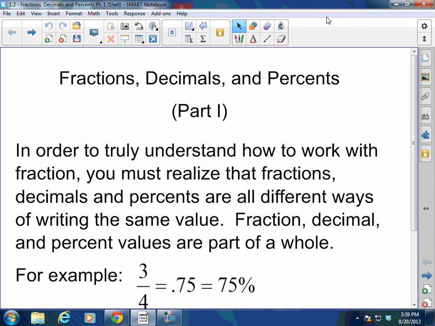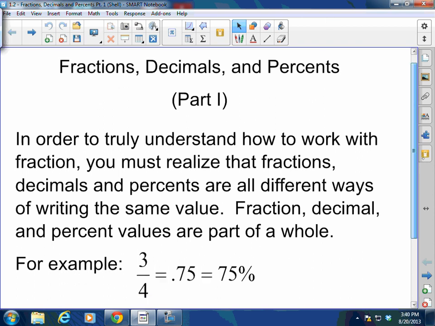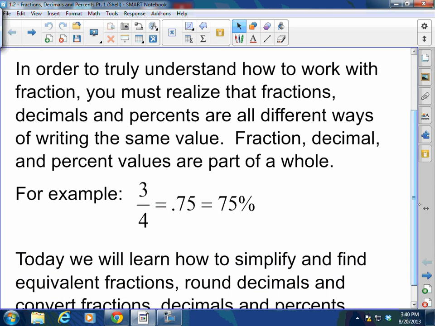It's a rather long section, and instead of just jamming everything into your brain and not really processing it correctly, I wanted to make sure that I took my time with this so you guys can really get the most out of it. In order to truly understand how to work with fractions, you must realize that fractions, decimals, and percents are all different ways of writing the same value. Once you get that concept down, things become a little bit easier.